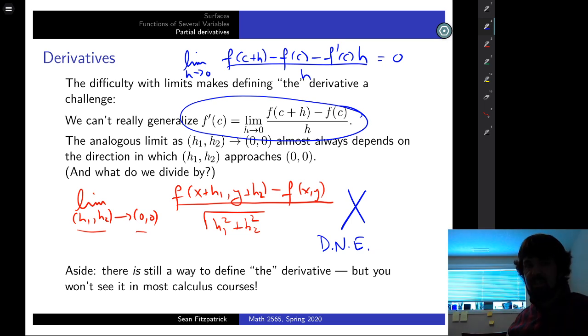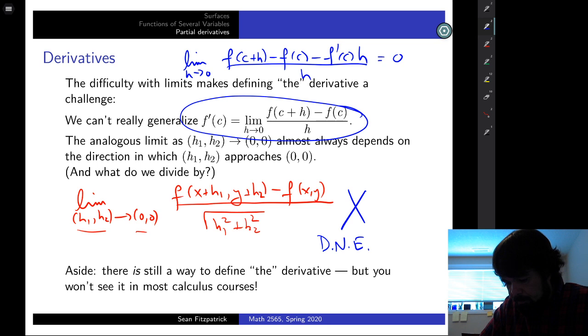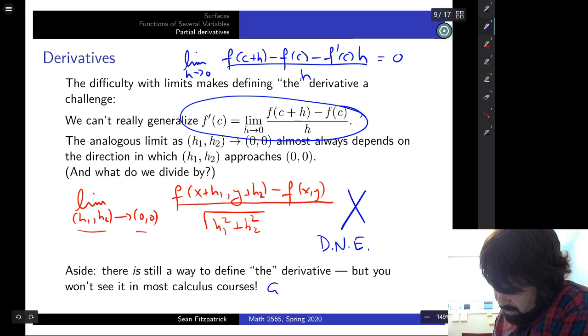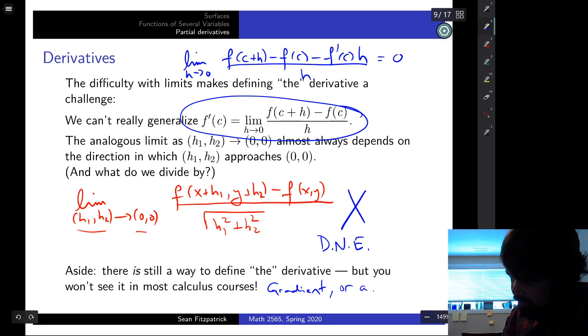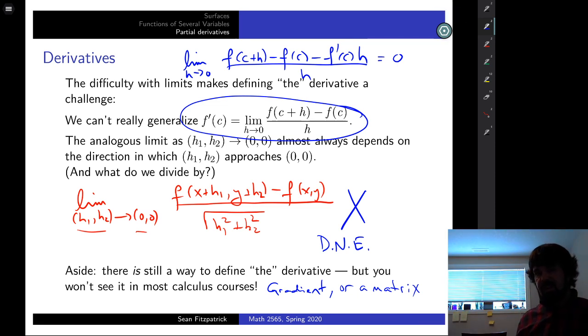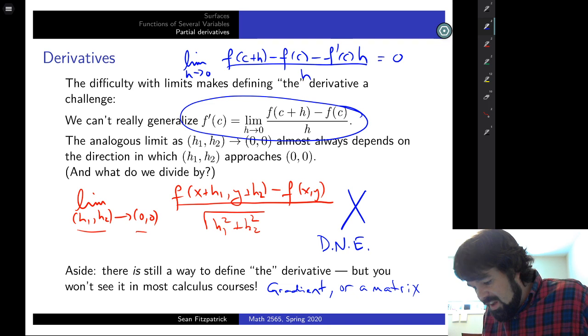But again, this is Calc 3, Calc 4 stuff. This is not something that you worry about in 2565. But there is a way to kind of do it. And it turns out that what really stands in for the derivative is something called the gradient. Actually, it's the gradient for real valued functions. But you can also look at vector valued functions of several variables, and you can actually find out that there's a certain matrix. There's a linear transformation that works.